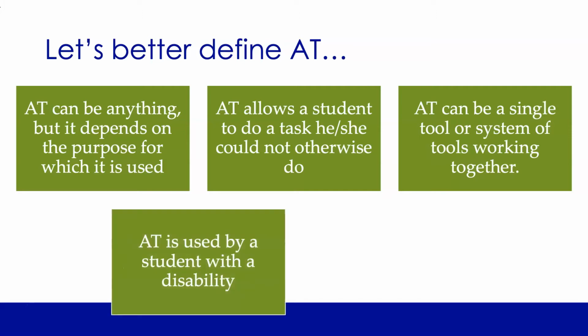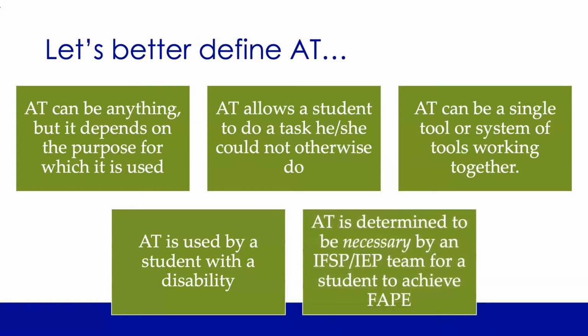AT is used by a student with a disability, and that's also important. Assistive technology is constrained to the use of and by individuals or students in the case of education with disabilities. Therefore, assistive technology must be determined to be necessary by an IFSP or an IEP team for the student to achieve a free, appropriate public education. All of these things have to be in place in order for it to be called assistive technology.